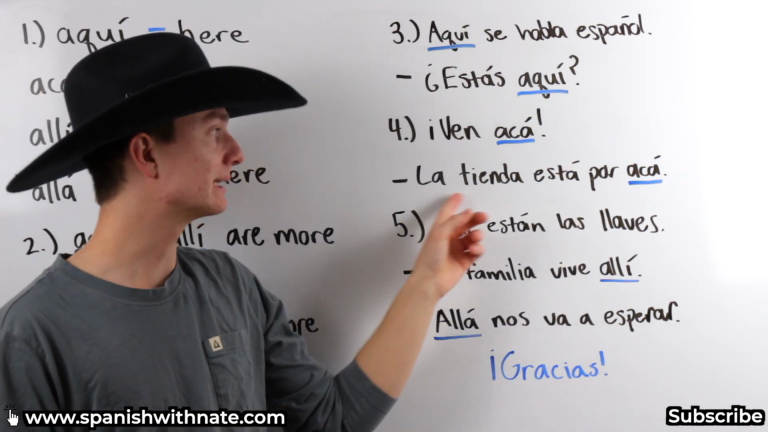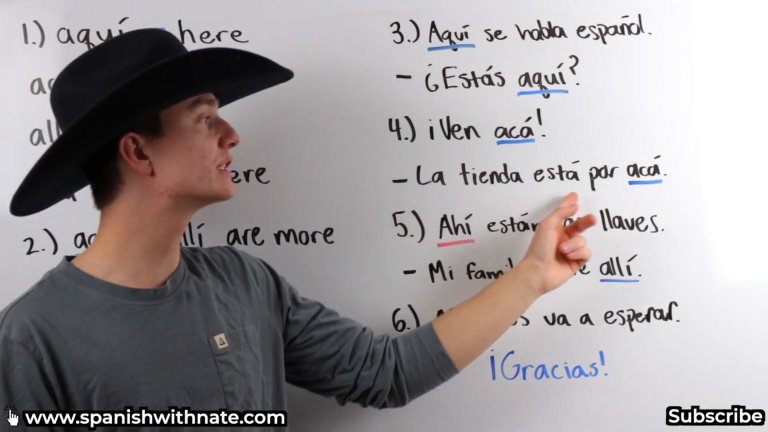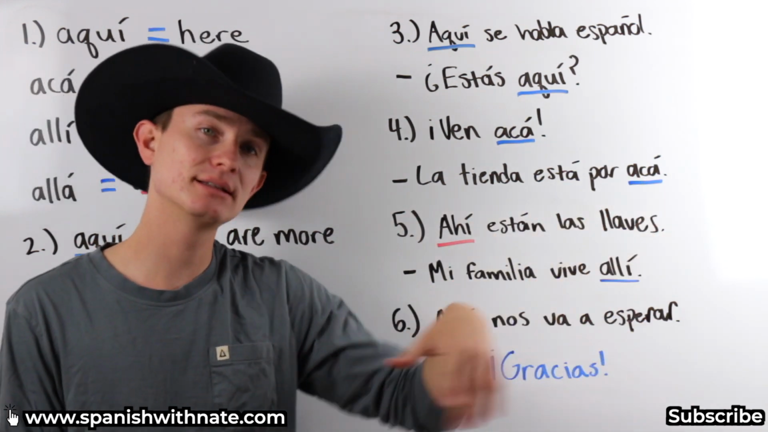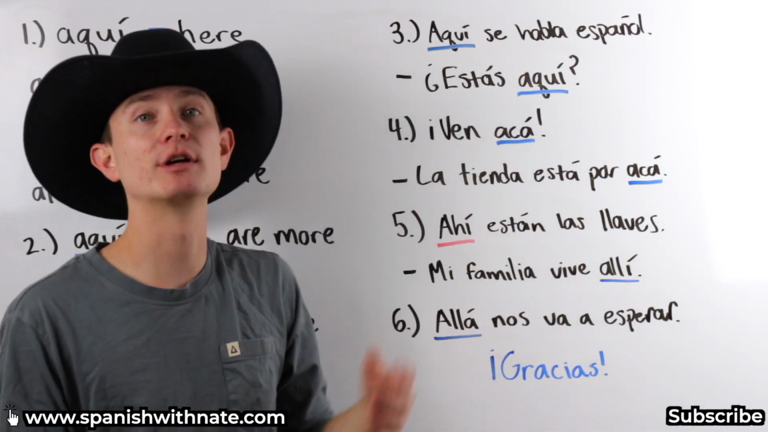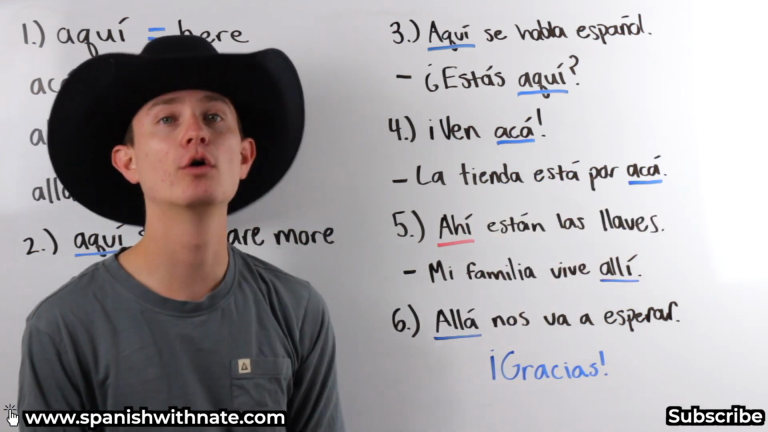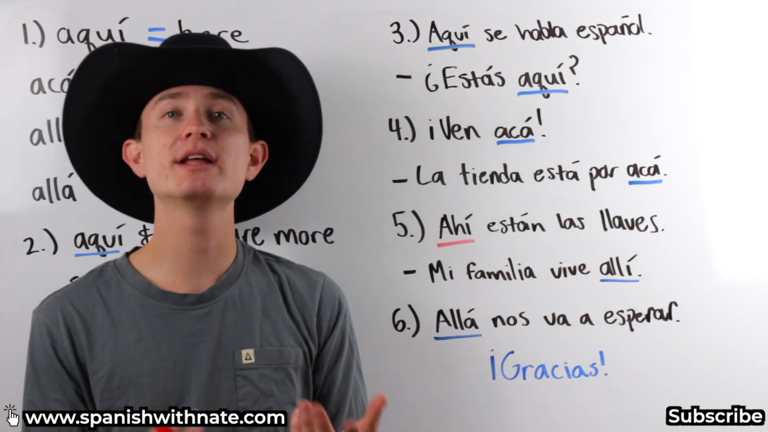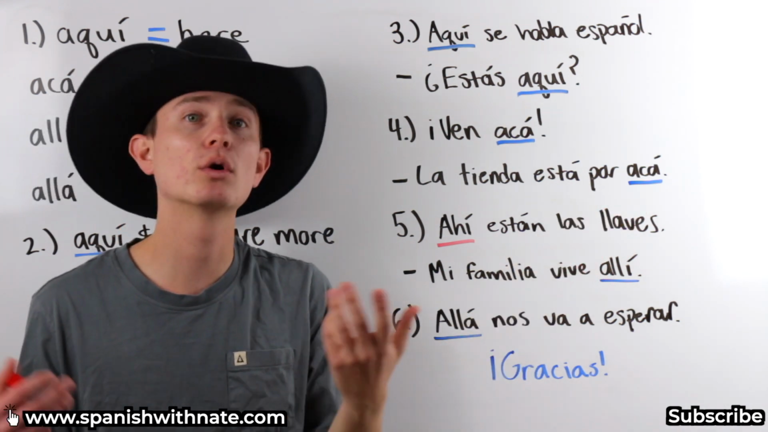Okay? La tienda está por acá. The store is around here. La tienda está por acá. Creo. The store's over here, I think. Por acá. Around here. Over here. Remember, that's kind of the prettiest English translation we have for this little word acá. Over here or around here.